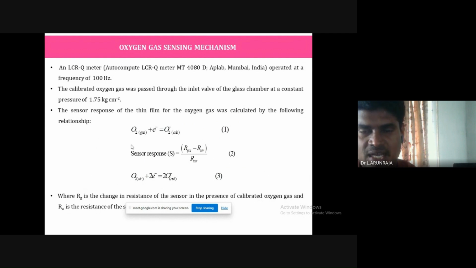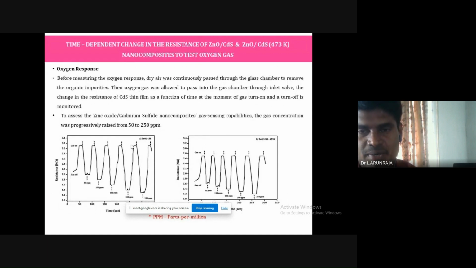There is a sensor response. Oxygen sensor response in my CdS nanocomposite material. That is the time-dependent change in the resistance of ZnO-CdS. Before measuring the oxygen response, dry air was continuously passed through the glass chamber to remove the organic impurities. Then, oxygen gas was allowed to pass through the gas chamber through the inlet valve. The change in the resistance of the CdS sensor as a function of time at the moment of gas turn on and turn off is monitored. To assess the zinc oxide cadmium sulfide nanocomposite gas sensing capabilities, the gas concentration is from 50 to 250 ppm. ppm is parts per million.